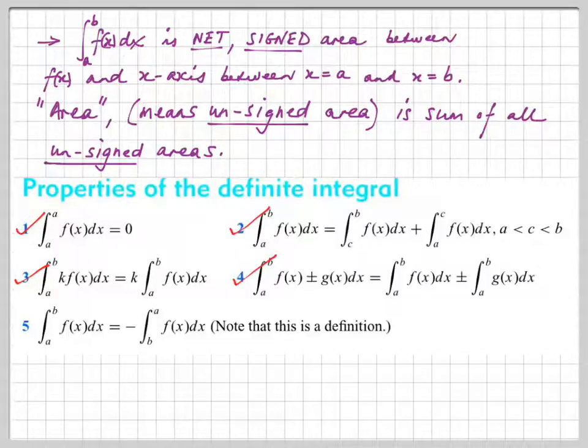Now, what's number 4 saying? I'm trying to read it. Oh, look, they're just saying here that if you had the integral of, say, f of x plus g of x with respect to x from a to b, you can split the functions and make two integrals out of it. You could make it f of x from a to b plus g of x with respect to x from a to b. That's all they're saying there. So you can do that too, okay?